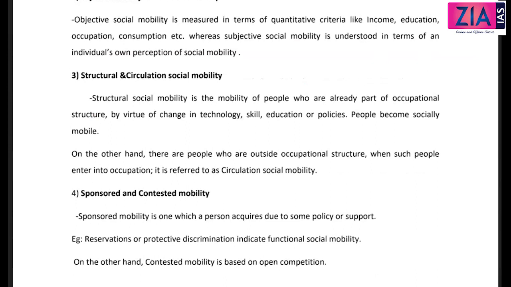It's all about your own. It is as its name itself will tell you, right? Objective means in terms of quantitative, this in terms of qualitative, and you can decide. You can think this is mobility and this is good for me. Okay, structural and circulation social mobility.